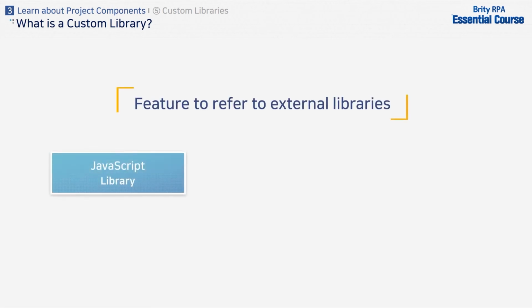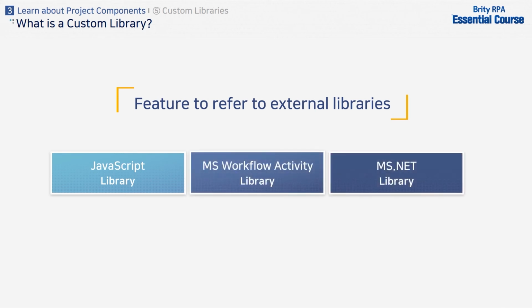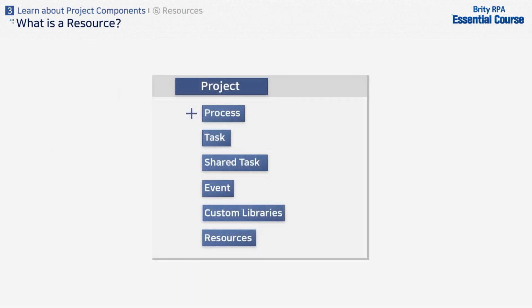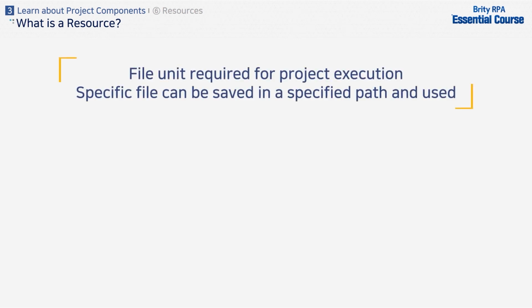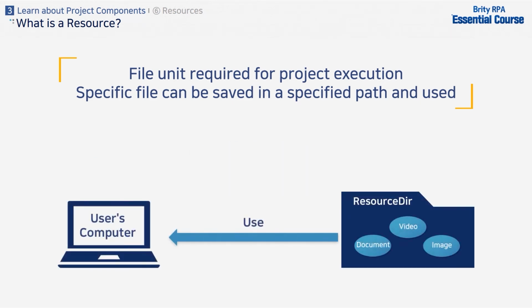Custom library is a function that can be used by referring to external libraries of JavaScript, MS Workflow Activities, and MS .NET Library. This part will be covered in more detail in the advanced course. Finally, let's look at resources. Resource is a unit of files required for project execution. You can save specific files, such as documents and photos used for tasks in a specified path, and use them when performing the projects.